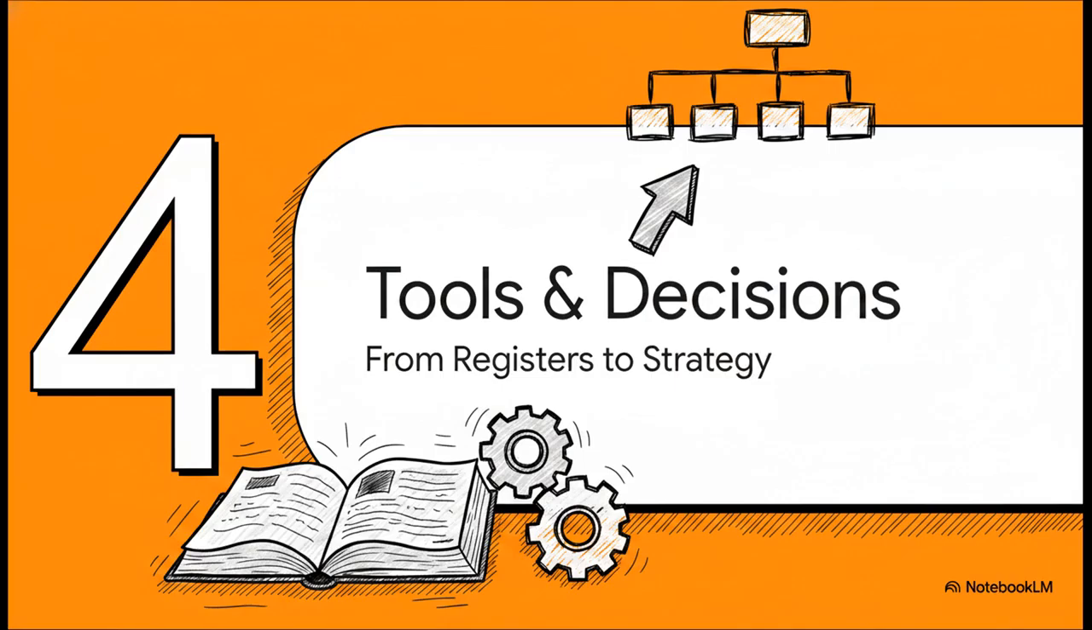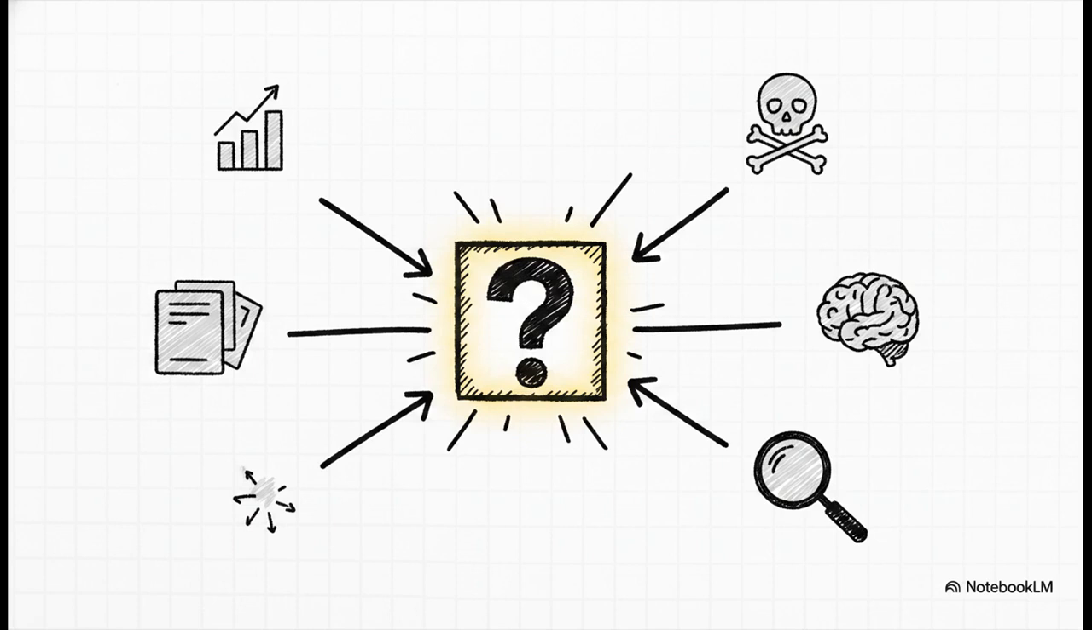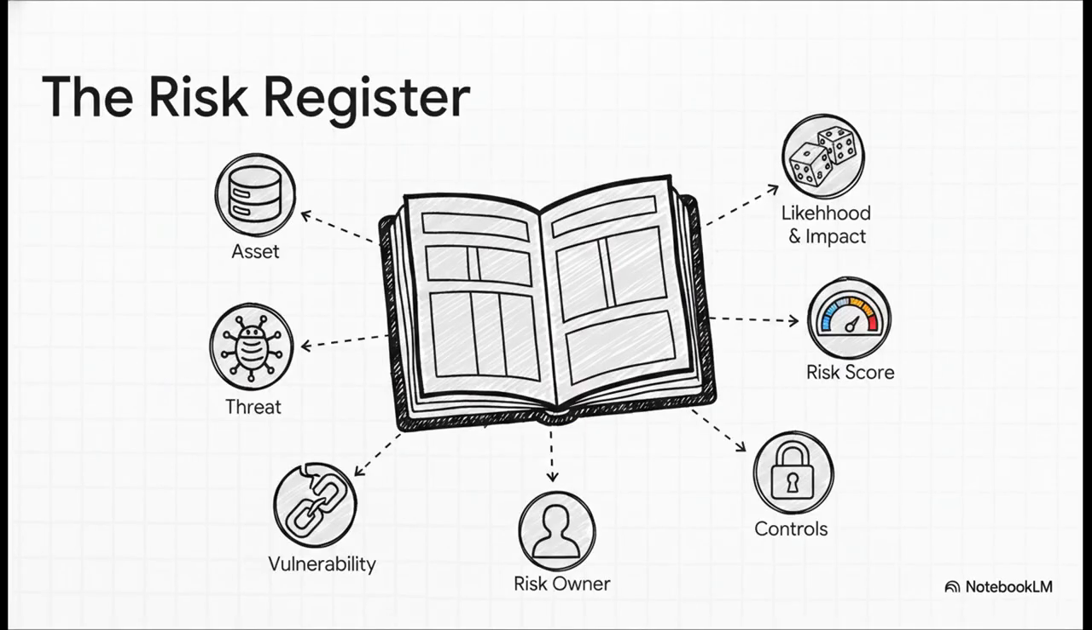So, what are the tools of the trade that support this whole process? And what are the big picture strategic calls an organization has to make? Let's take a look. You're gathering all this amazing data about risks, vulnerabilities, and controls. But where does it all live? You need a central hub, a single source of truth. And that is the risk register.